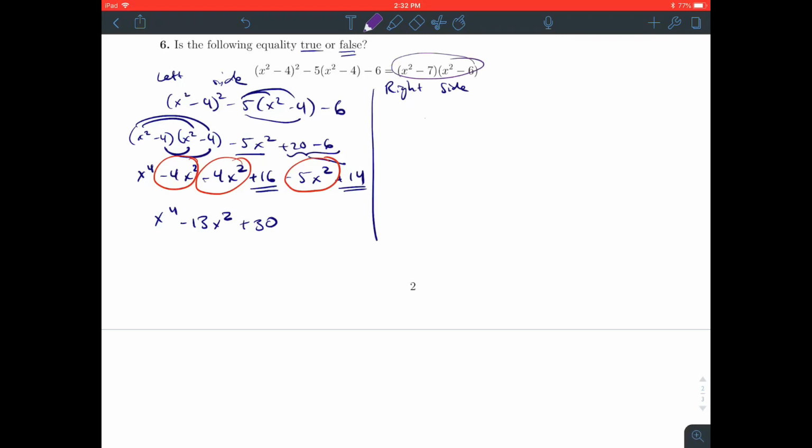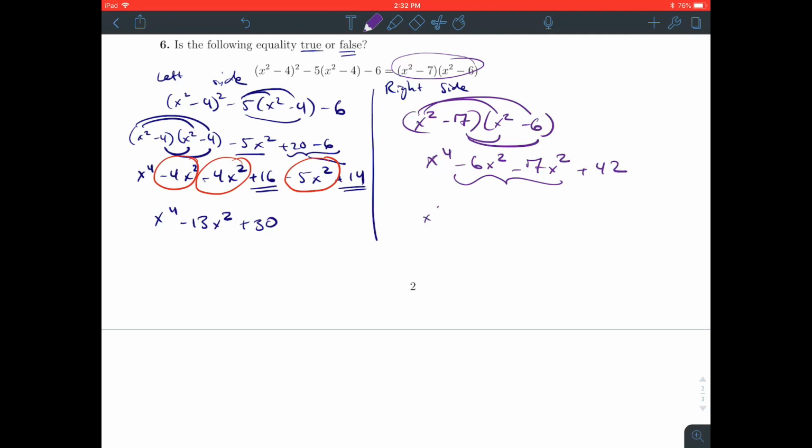The right-hand side is this, so I'll rewrite it. X squared minus 7 times x squared minus 6. X squared times x squared, you add the exponents. X to the 4th. X squared times negative 6 is negative 6x squared. Negative 7 times x squared is negative 7x squared. Negative 7 times negative 6 is plus 42. We can combine like terms. We get x to the 4th minus 13x squared plus 42.